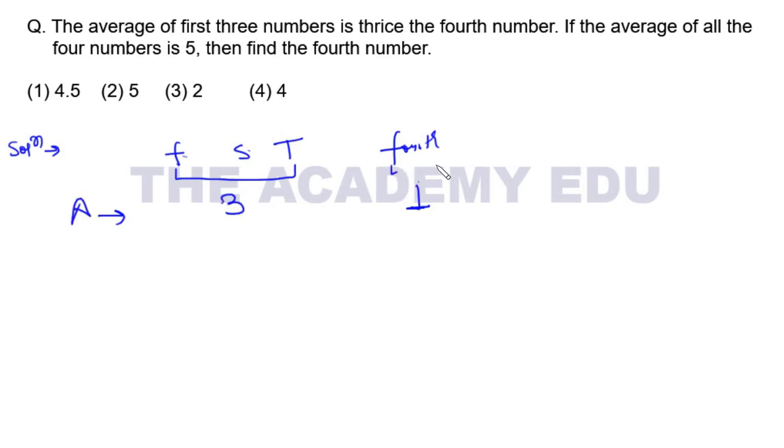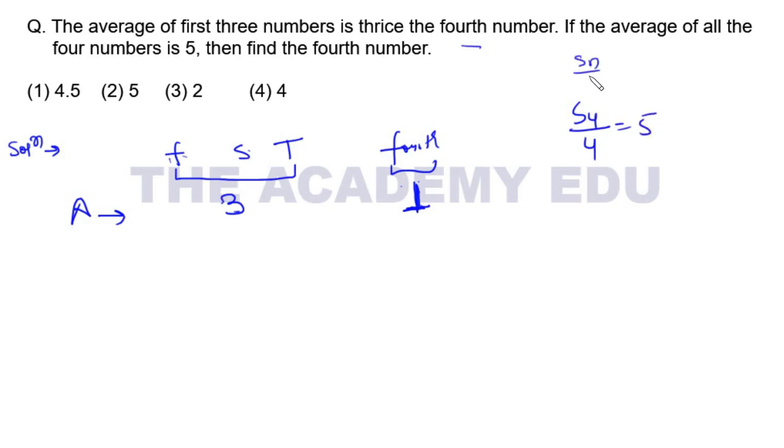The average of the first 3 numbers is thrice the fourth, so it is comparing with the fourth number. So I took the fourth number as 1, so the average of these 3 numbers is thrice. What is thrice of 1? Thrice means multiply by 3. So if you multiply 3 here, you get 3 here, right? Now the question is saying the average of all the 4 numbers is 5.